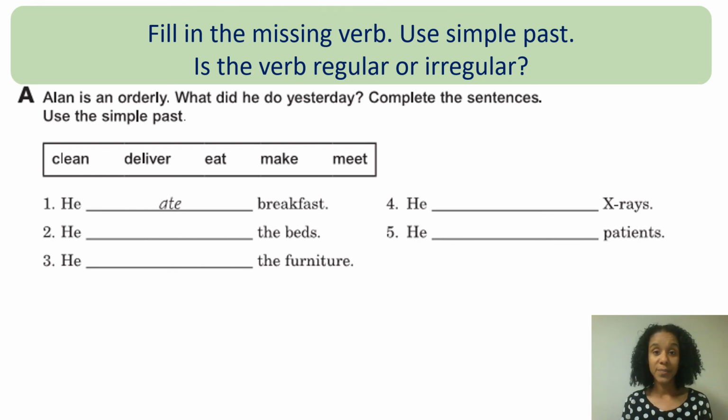Did you fill in the words? Okay, let's check your answers. Number 2, he made. He made the beds. One of the duties of an orderly is to make the beds. So Alan made the beds. Number 3, he cleaned the furniture. Remember, orderlies help nurses. Part of Alan's duties are to clean the room. So he cleaned the furniture.